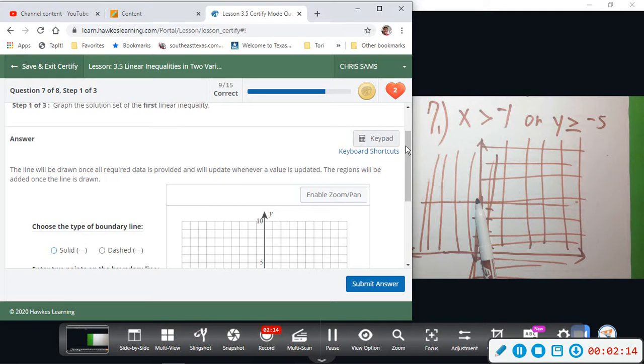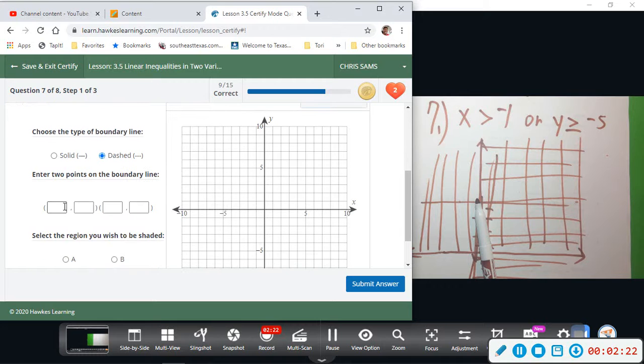Okay, so the first one, x is going to be a dotted line. I need to be careful. I drew a solid line both times. Dotted line, no equal to. Ordered pairs. Okay, x is negative 1. That's the only thing that matters.